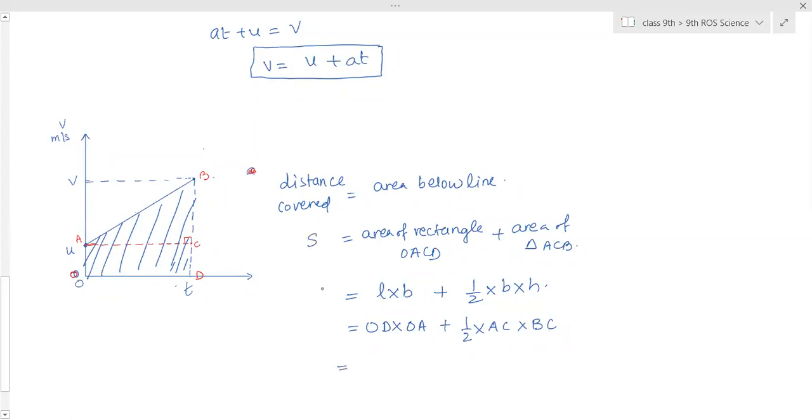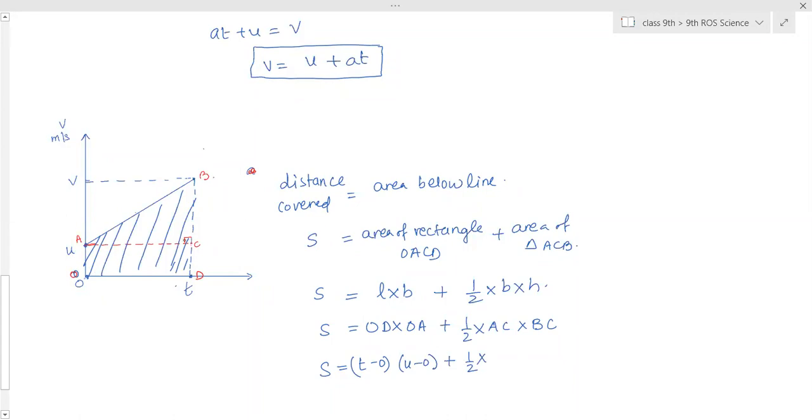Distance covered is S. S is equal to OD distance. How much is the OD distance? D is at point T and O is at point 0. So the distance between these two is T minus 0. OA: O is at point 0 and A is at point U. So U minus 0, plus half AC.